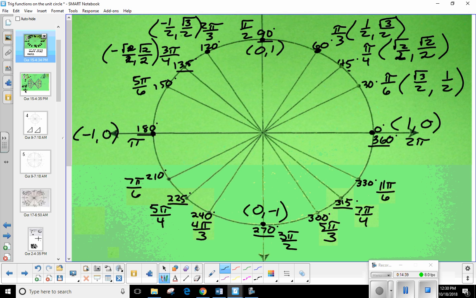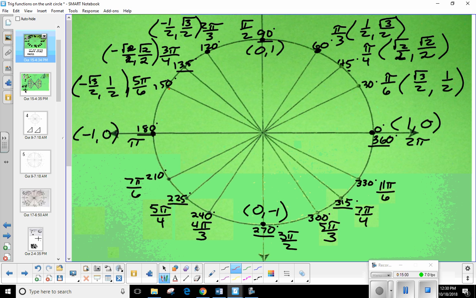There you go. This point over here would be negative square root of 3 over 2, 1/2. Okay, and just keep those points reflecting. Now let's take those 3 points that you just told me and reflect them down across the x-axis.